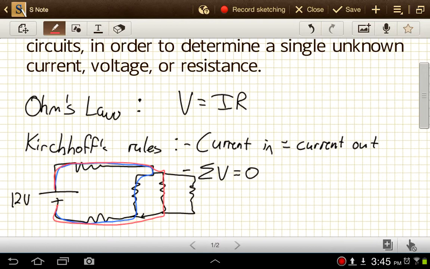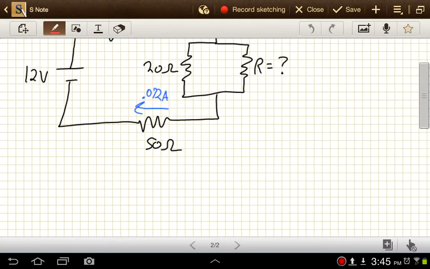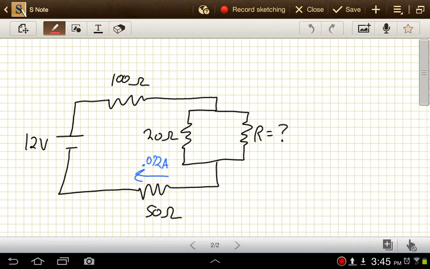So let's analyze this circuit. We'll solve for some unknown resistance using Kirchhoff's rules and Ohm's law. So first off, we know the current at this one spot. We know all the resistors except this one. We know the current right here. It's always a good idea to start with the resistors, the components that you know the most about. So let's look at this situation right here.